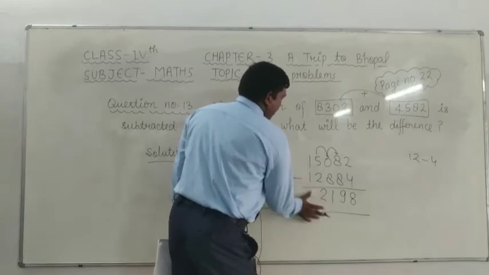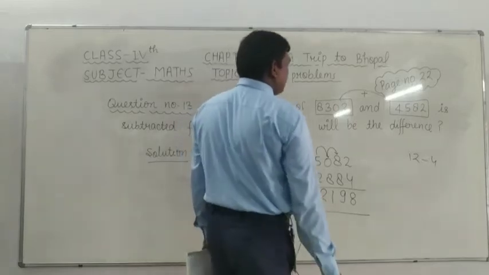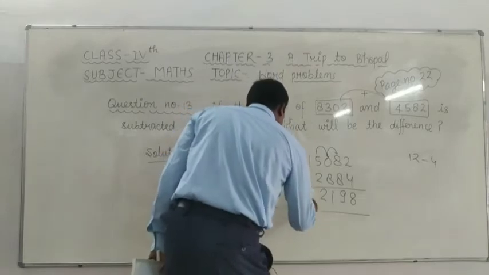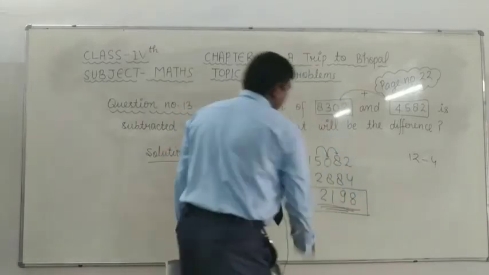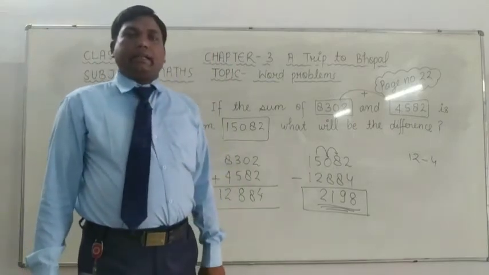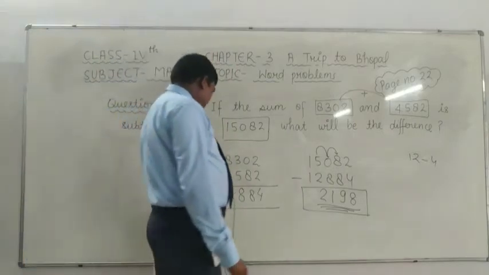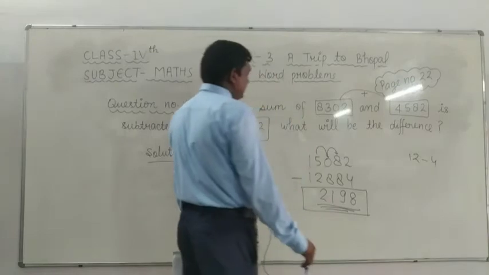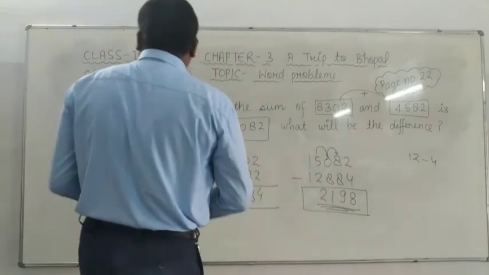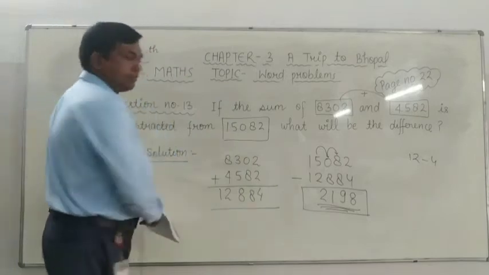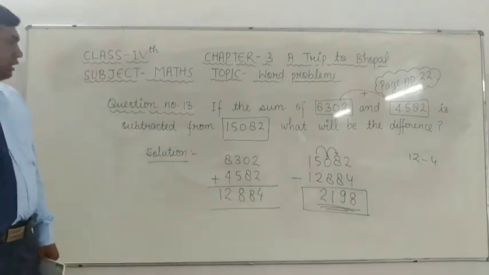It means that the difference is 2,198. 2,198 is the answer of this question. Clear? Now let's start question number 14.